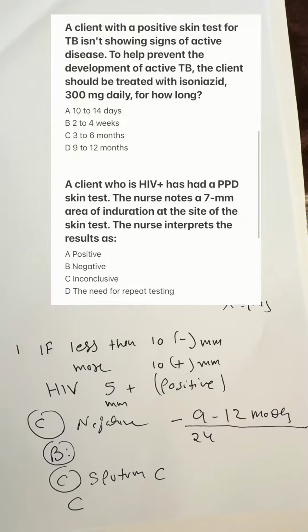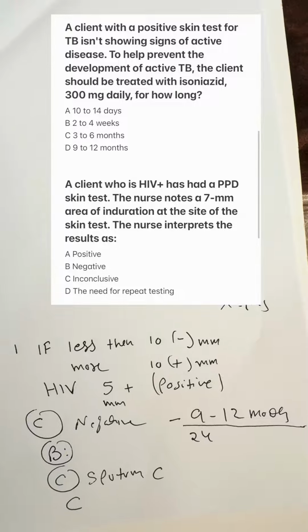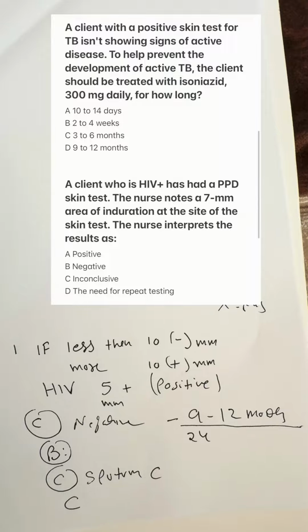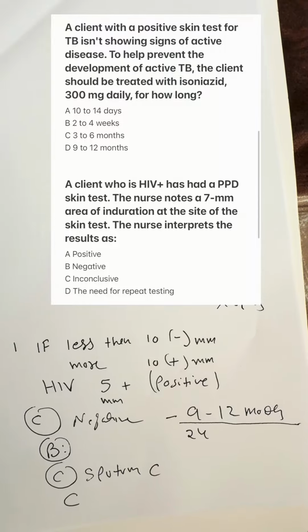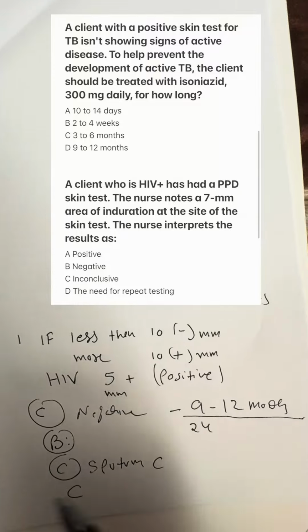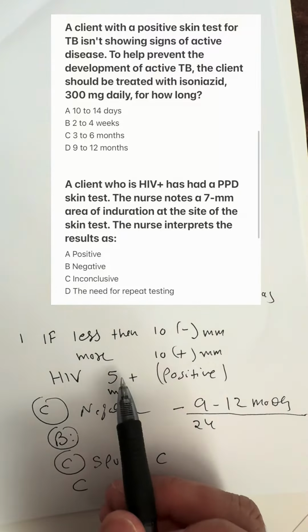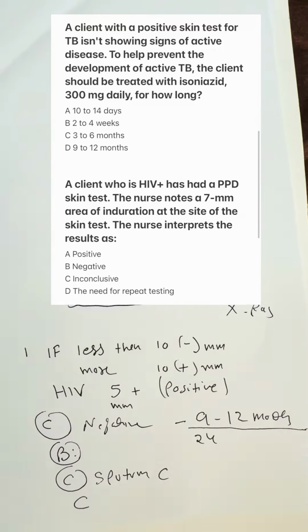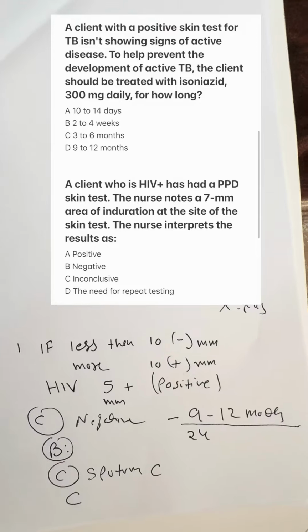The next question is, a client who is HIV positive has had a PPD skin test, right? The nurse notes a 7 millimeter area, right? So as I mentioned, if the person has 5 plus, that means 7, right? So he is already considered positive. So your answer is straightforward, positive.